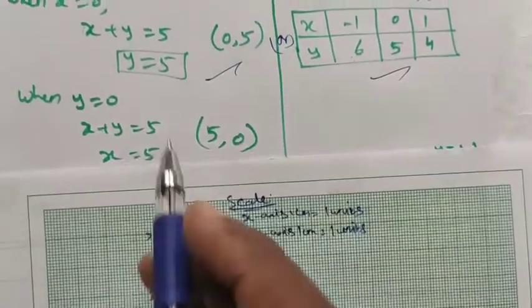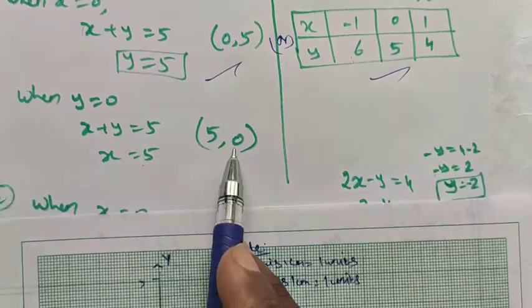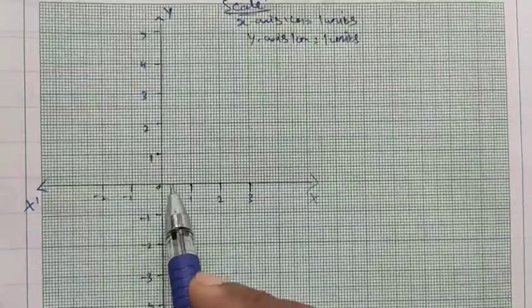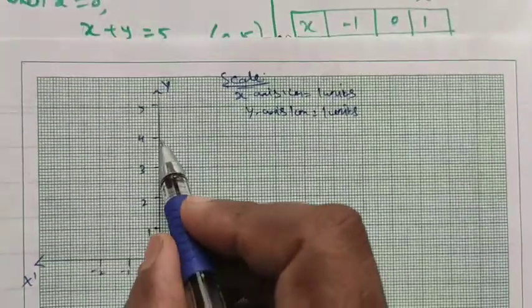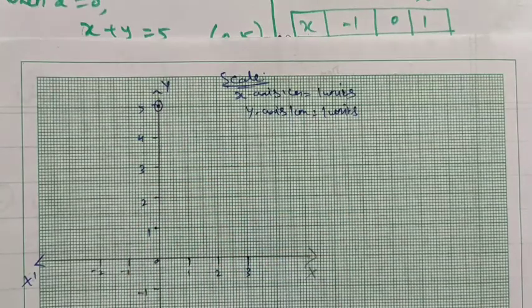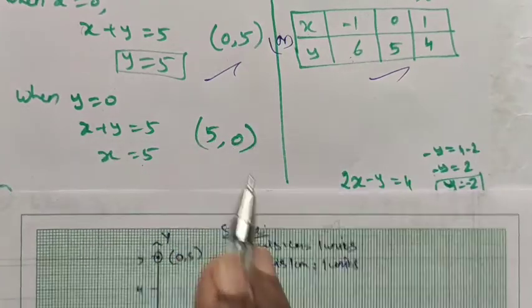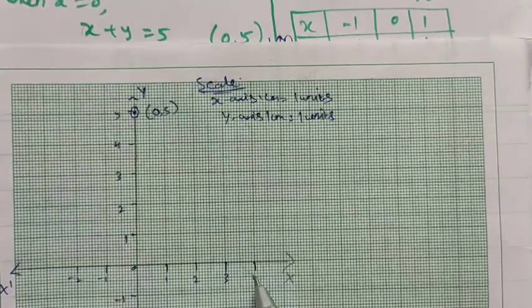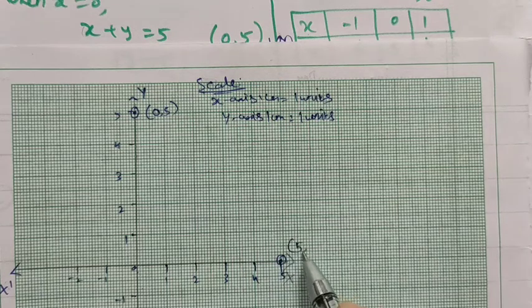For the first equation, the plotting points are 0, 5 and then 5, 0, right? If x is 0 and y is 5, the point lies on the y-axis. X is 0 means the point lies on the y-axis, and then 0, 5. This point is 0, 5. Next one is 5, 0. If x is 5 and y is 0, the point lies on the x-axis, that is 5, 0.